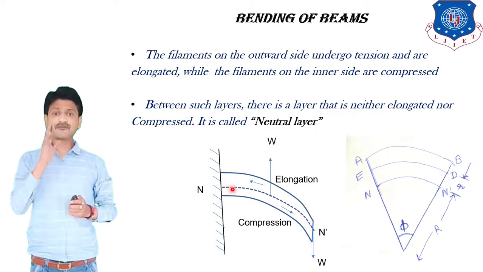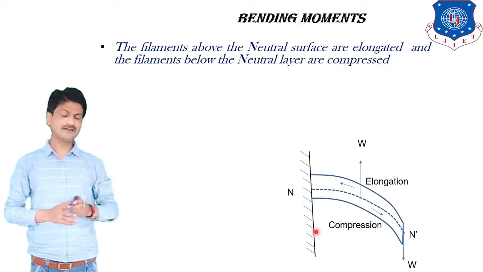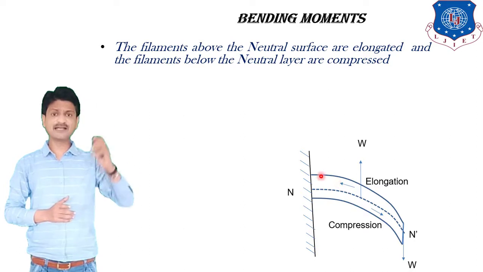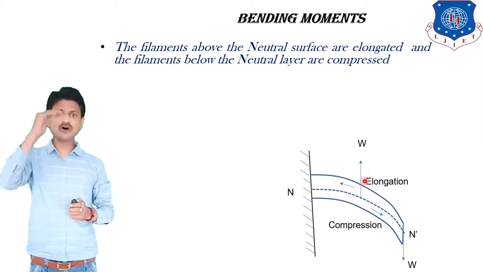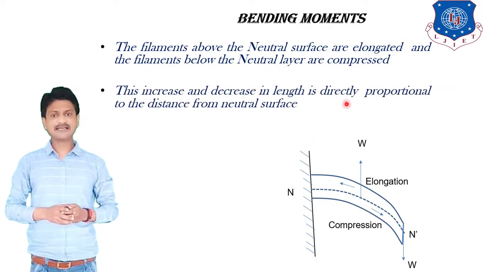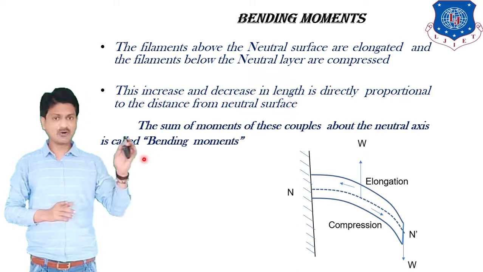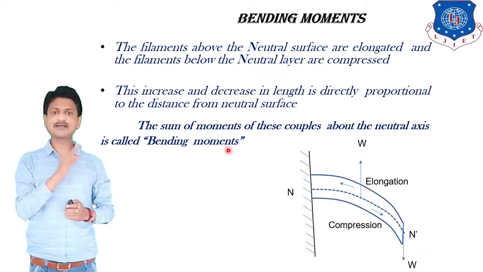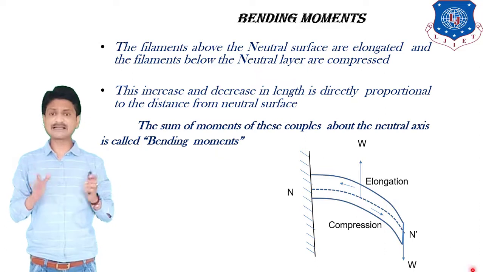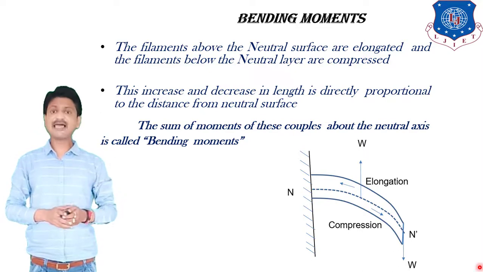The filaments above the neutral surface are elongated and the filaments below the neutral layer are compressed. We can see in the figure that the upper filaments are elongated and the lower filaments are compressed. This increase and decrease in length is directly proportional to the distance from the neutral surface. The sum of moments of these couples about the neutral axis is known as the bending moment. These are the basic concepts we have discussed in this lecture: beam, cantilever and bending of beams.